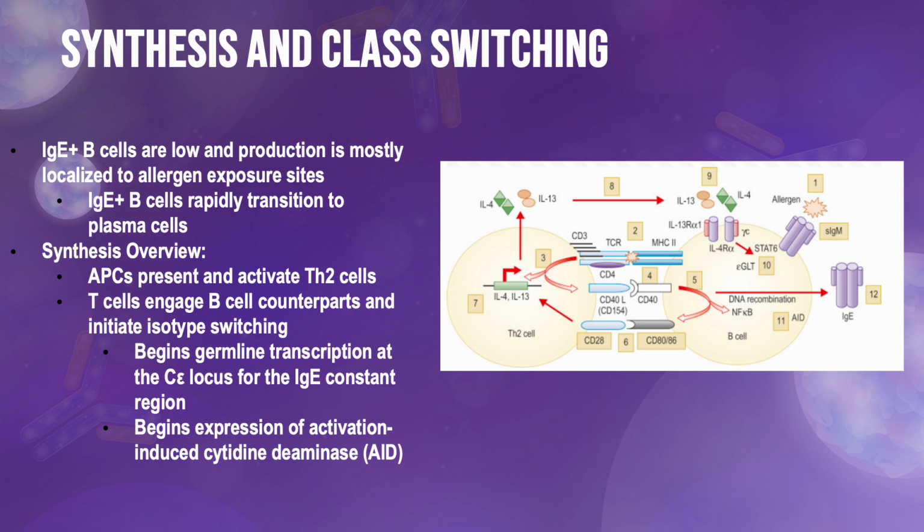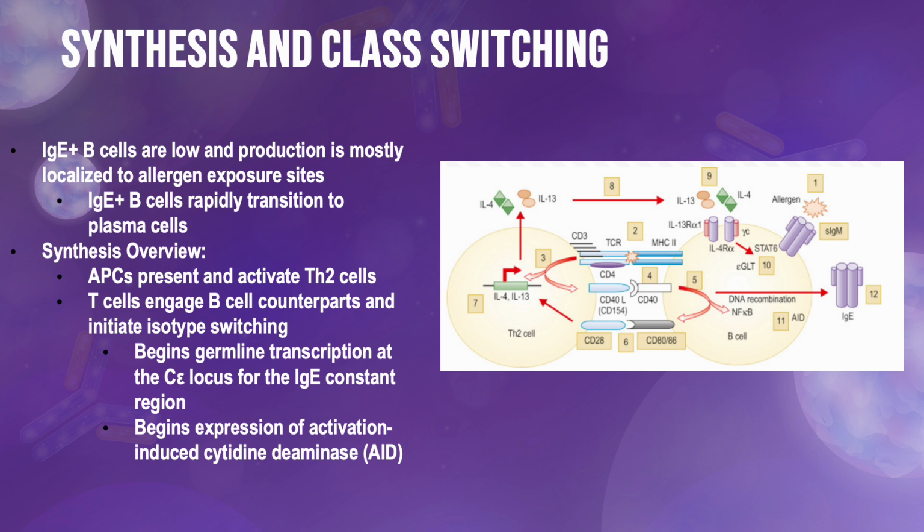As far as a general overview, I have this image here. There's a lot of steps, but what I want to highlight is that this follows a very similar formula to what we've seen. Antigen-presenting cells, such as the dendritic cell, are going to activate the T helper 2 cells. These cells are going to engage their B cell counterparts with various co-stimulatory signals. That's going to begin germline transcription of the heavy chain locus at the constant region, and it's going to begin expression of the AID enzyme, which is activation-induced cytidine deaminase.